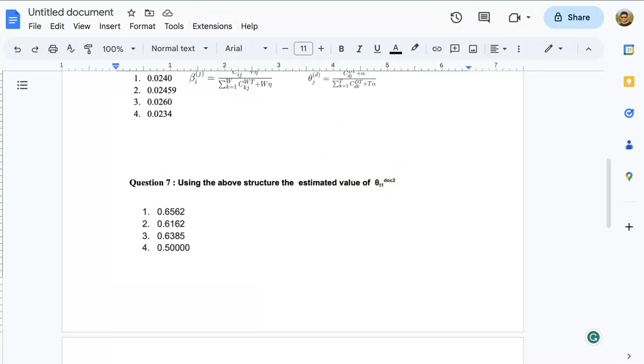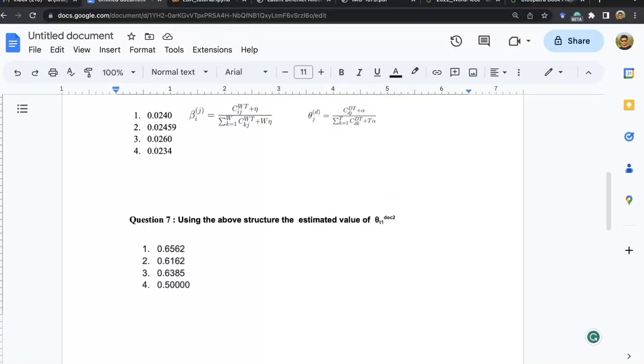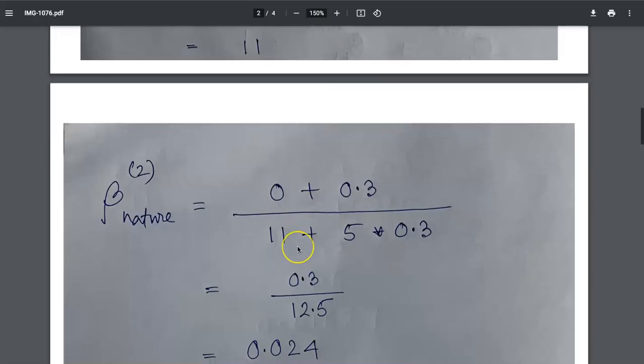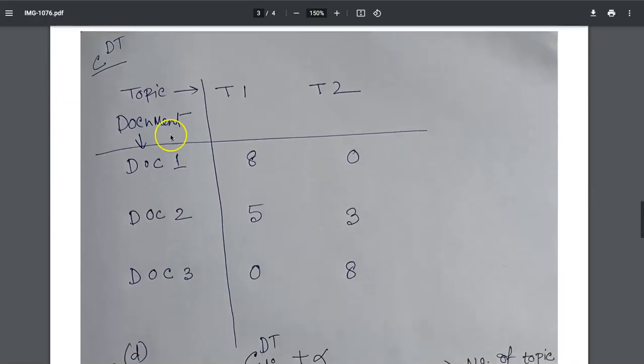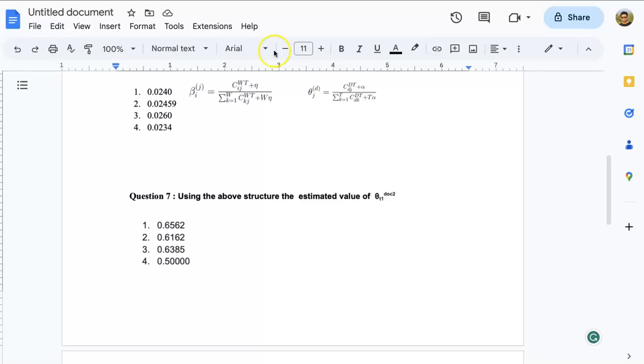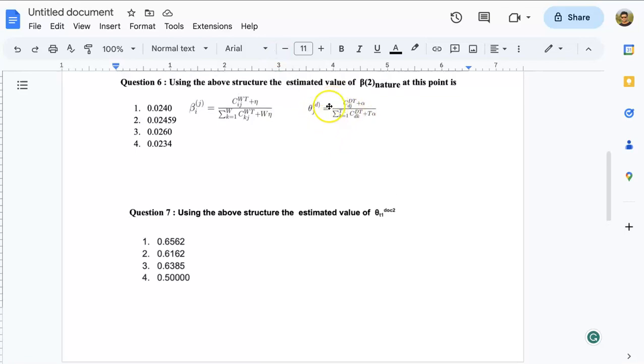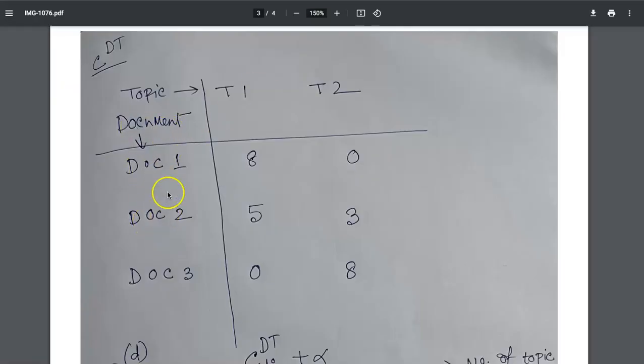So the formula is given. What you need to do is calculate the document term matrix, because if you see in the formula, to calculate the theta, you need to calculate this dt, the document topic matrix. You already know there are 3 topics and 2 terms, so you need to calculate each of these individual entries.